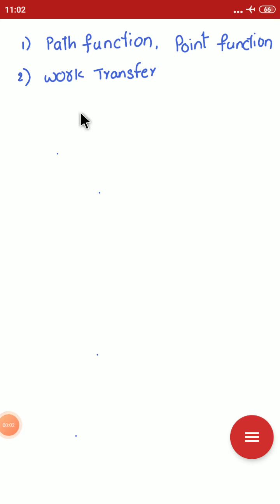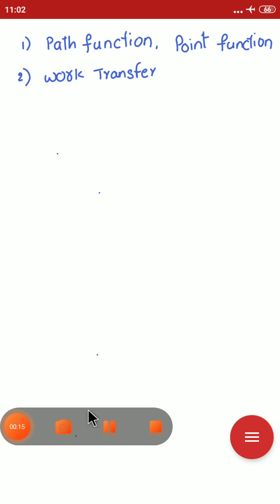Discussed in this video: the first topic is path function and point function, and the second topic is about work transfer. We will see them one by one. First topic is path function and point function.